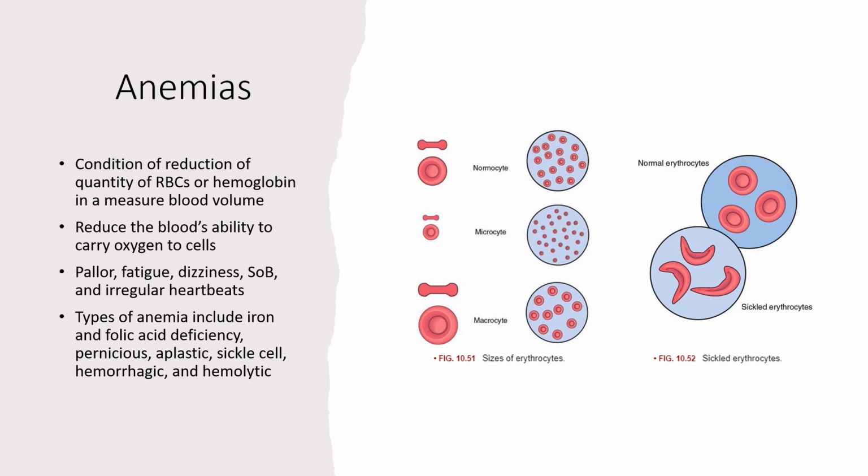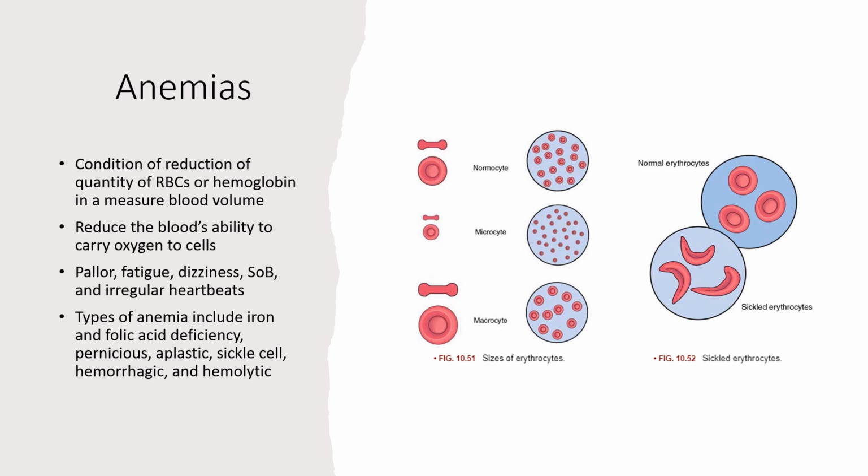And now for the anemias. There are a whole bunch of different types of anemias, but as a whole, they are conditions of reduction of quantity of red blood cells or hemoglobin in a particular amount of blood. So if we don't have hemoglobin or if we don't have proper red blood cells, well, then our body's not going to get the oxygen that it needs. And with all the anemias, we see relatively the same phenomenon. We see pallor, the whitening, we see the fatigue, the dizziness, the shortness of breath, and irregular heartbeats.